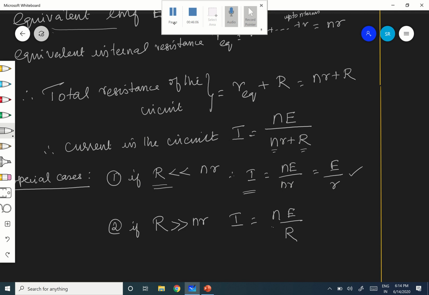N times due to current, the N times the current due to a single cell. Are you following? When external resistance is very much less, then current is same as that of the current from a single cell. But when your external resistance is very much larger, then you can say that the net current is equal to N times the current drawn, N into E by R.